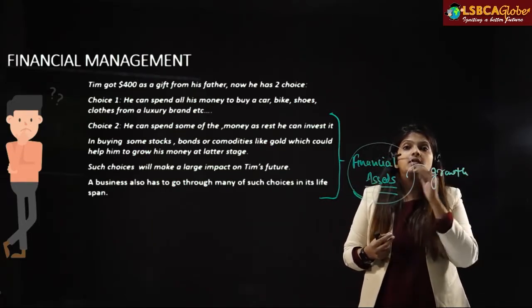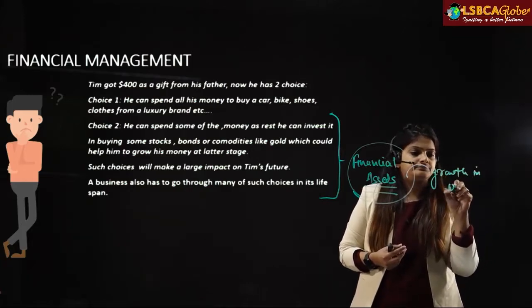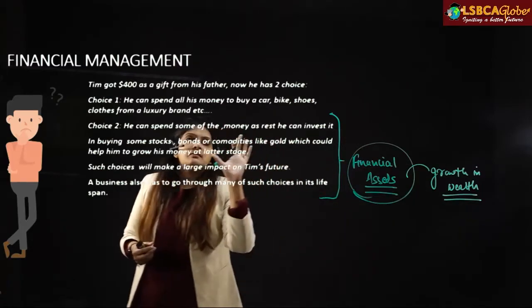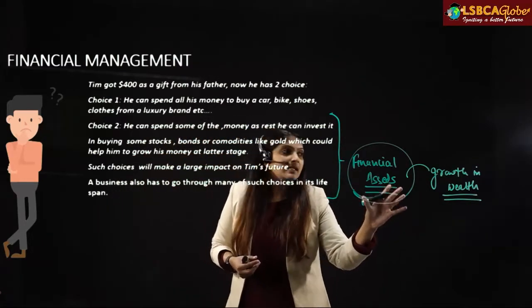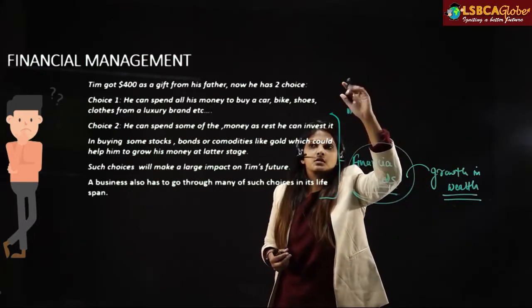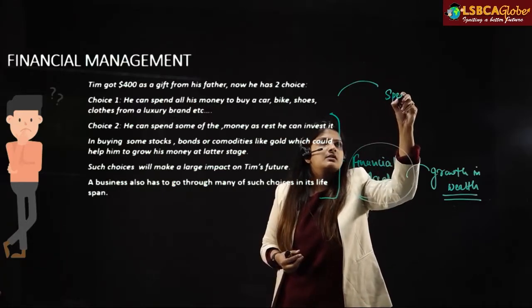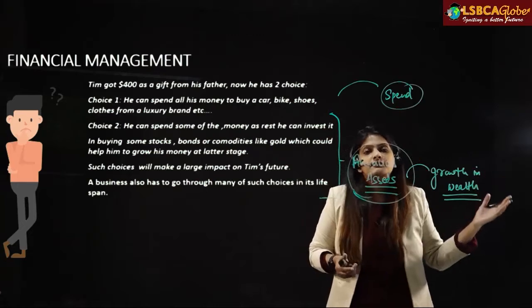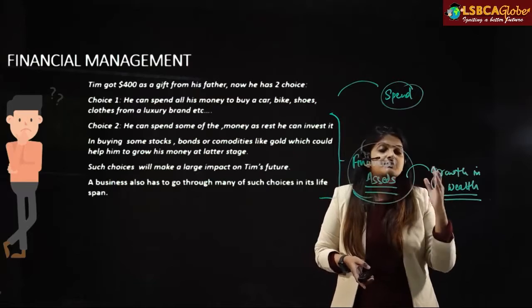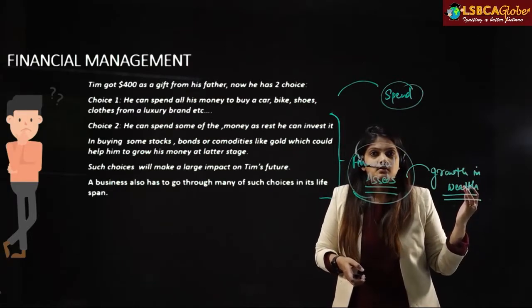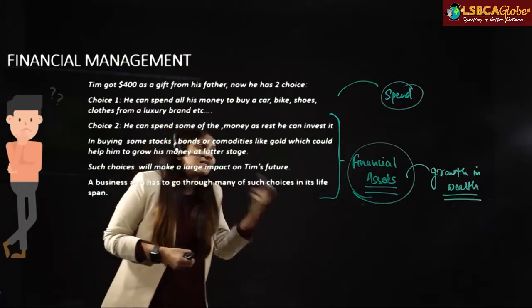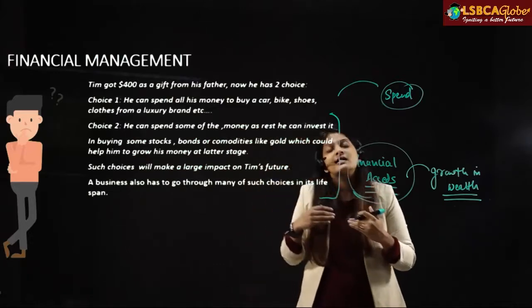It leads to growth in the wealth of a person. So if the person invests in these financial assets, it can lead to growth in his wealth. Whereas if Tim chooses the first option, he will just spend the money and it will not increase his wealth over the period of time. Whereas if he invests in the other, there is a possibility that his wealth may increase over the period of time. So the choice that a person makes to increase his wealth, that is what financial management is.